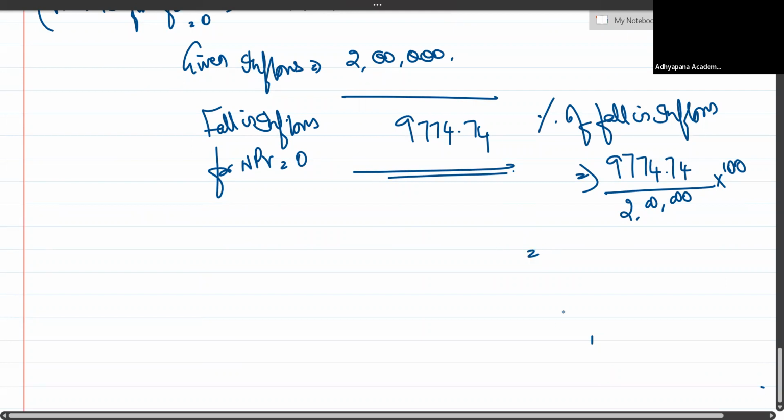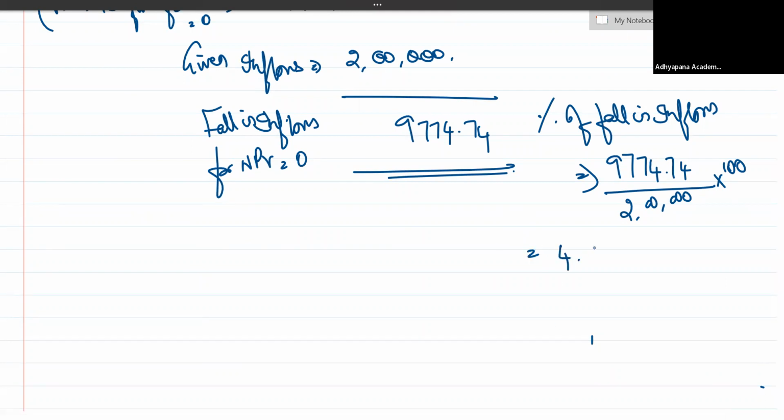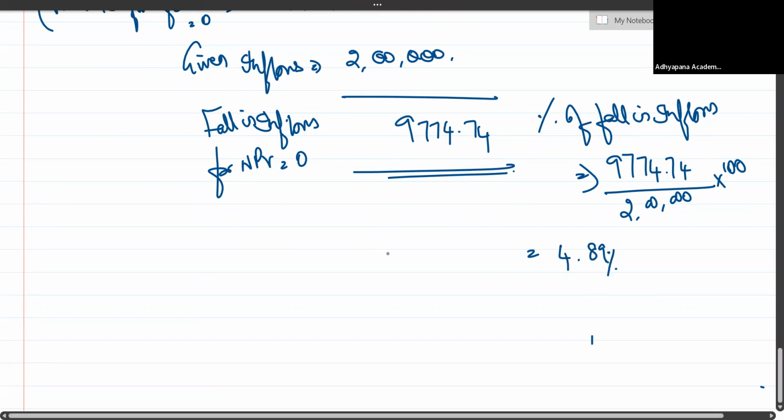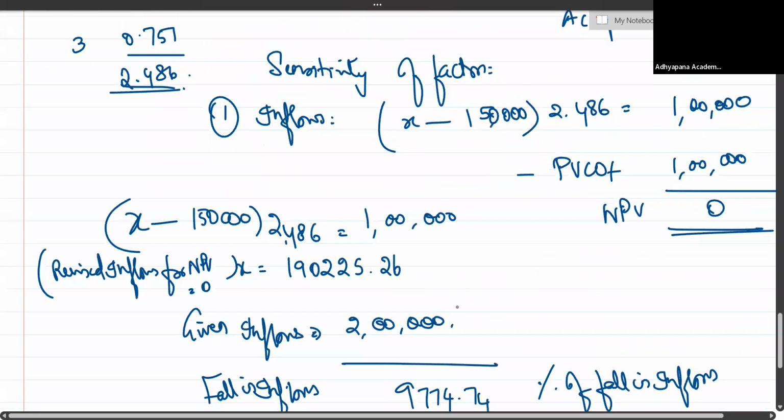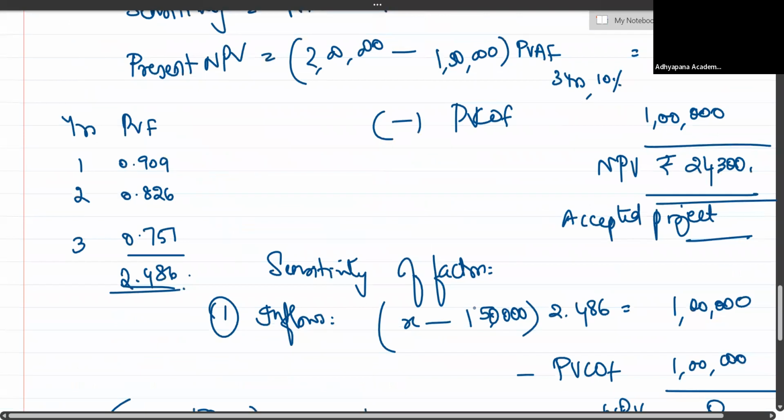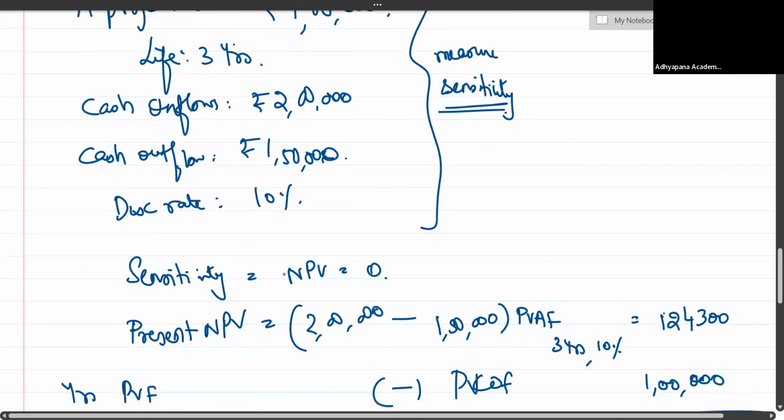If the inflows falls by 4.89%, NPV will become 0. This is called as sensitivity of inflows. Likewise, you can find the sensitivity for other factors also. Let me find the sensitivity for one more factor to conclude which is most sensitive. Let me not do the entire sum now.